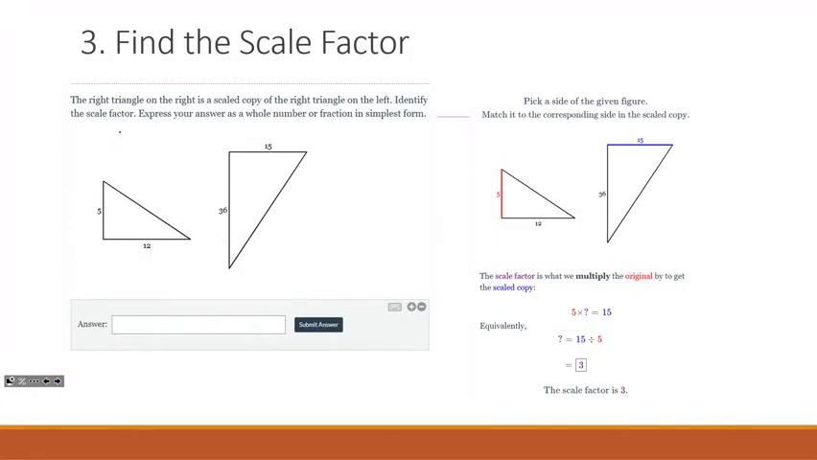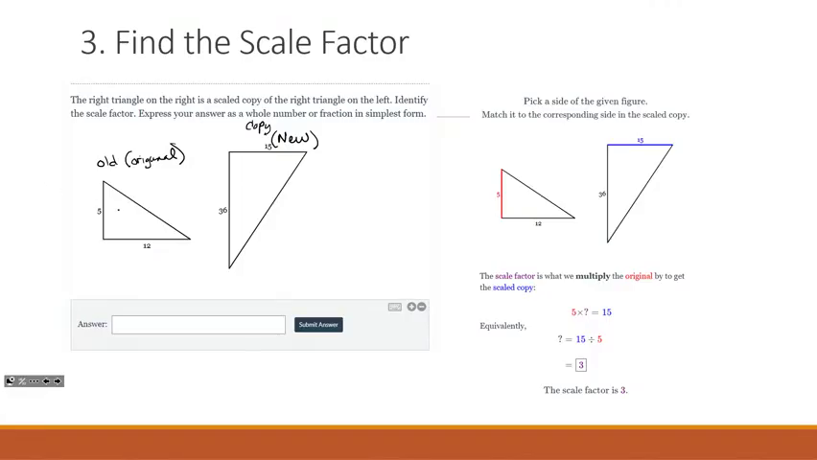Thank you. Okay, the right triangle on the right is a scaled copy. This one is a copy right here, which means it is the new triangle. This is the new one. This is the original or the old one. Some people say original. I don't know how your teacher called it, but we'll call it original. It says identify the scale factor. We don't know. But what we do know is that if it's been dilated, these are proportional.